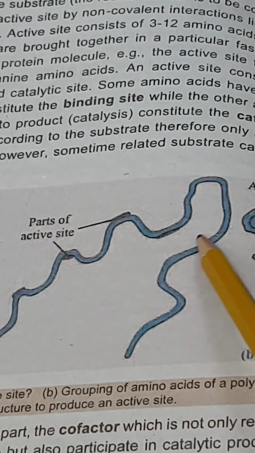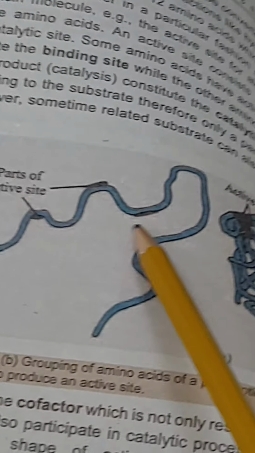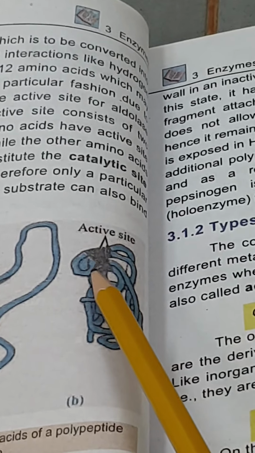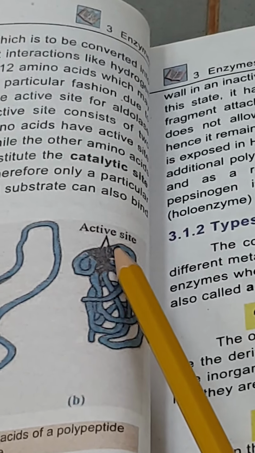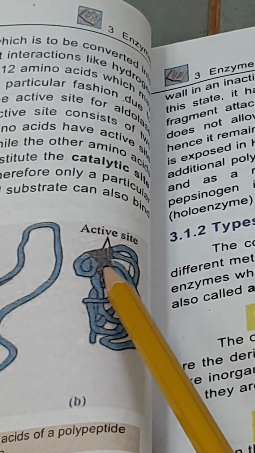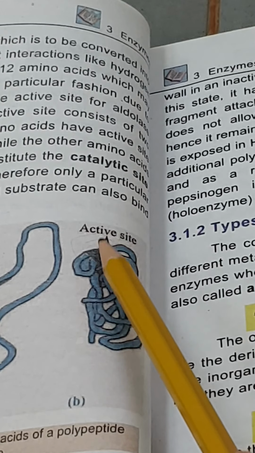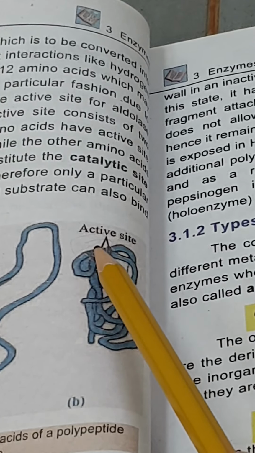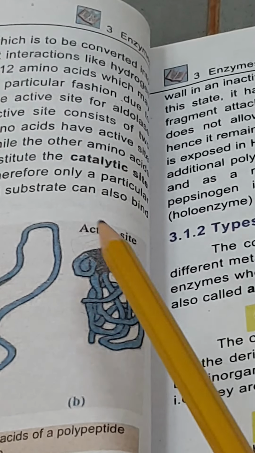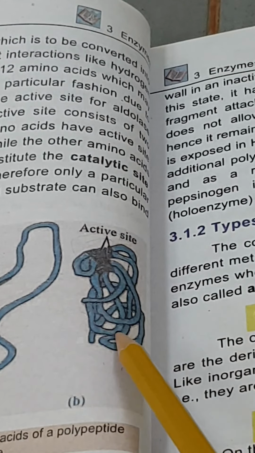So different amino acids are present at different areas, but when the enzyme adjusts itself in the quaternary or tertiary structure, all the amino acids are brought together in a specific area where they combine and form the binding site. This binding site is responsible for the binding of the substrate with the enzyme, while the other amino acids which change the substrate into product are known as the catalytic site.